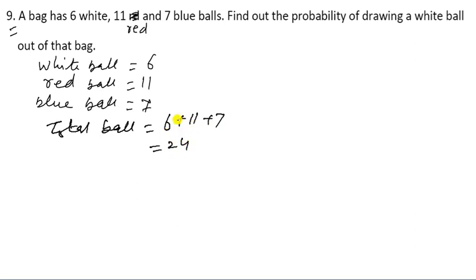So 13 1s are 13 and 13 4s are 52. So we get 1 by 4. 1 by 4 is the probability. So that is your answer. Now come to the ninth question.